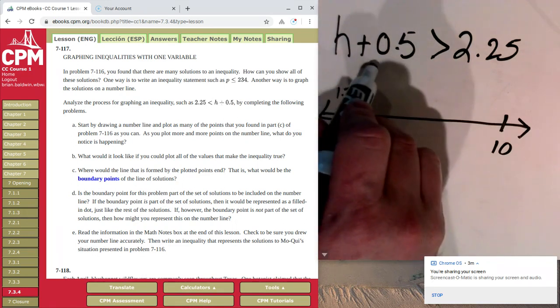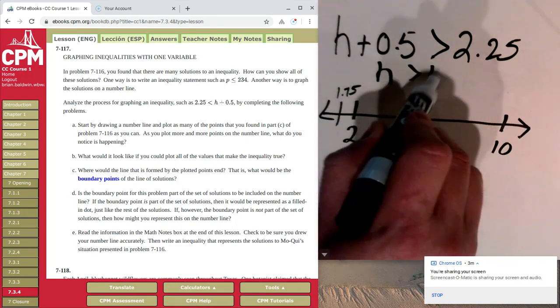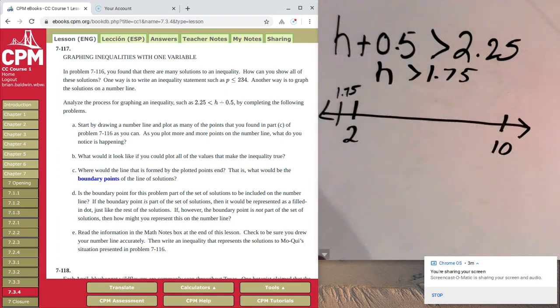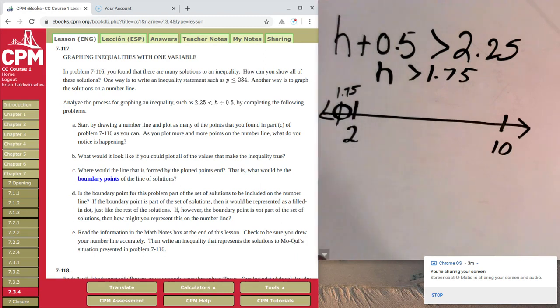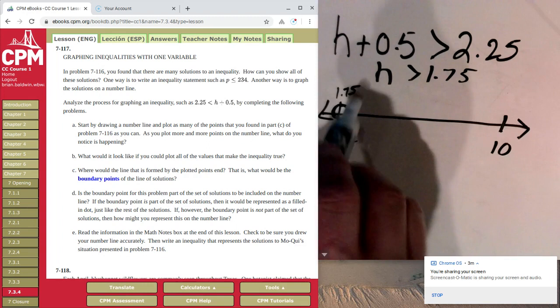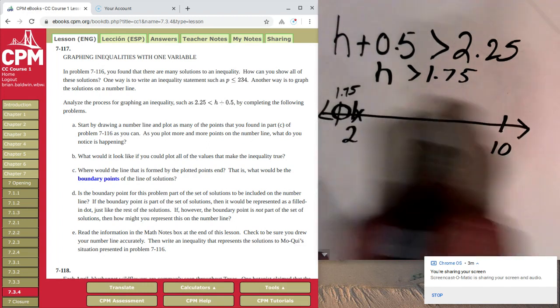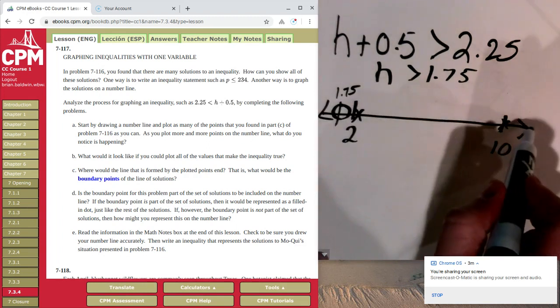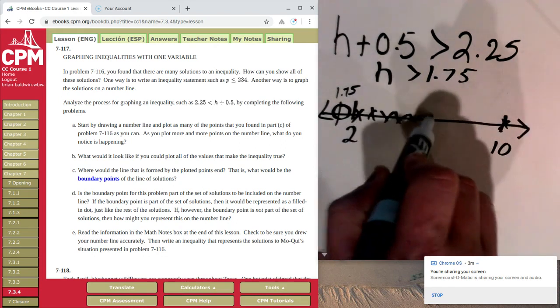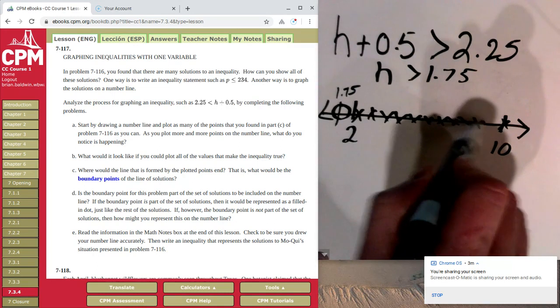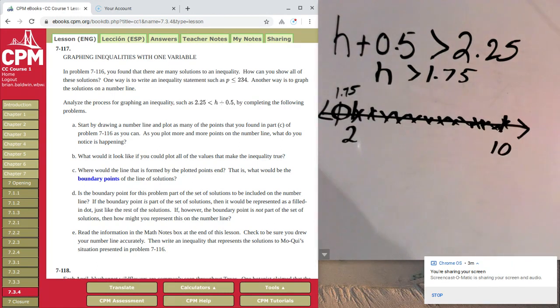So when we solved this again, we found that h was greater than 1 and 75 hundredths. So if I asked you to plot 1 and 75 hundredths, you would plot it right here. So we're going to draw a circle there. And we also knew that 2 was a solution, 10 was a solution. We knew that numbers bigger than 10 would be solutions, and pretty much everything in between these two numbers would be solutions. Some of those you guys tried on your own.